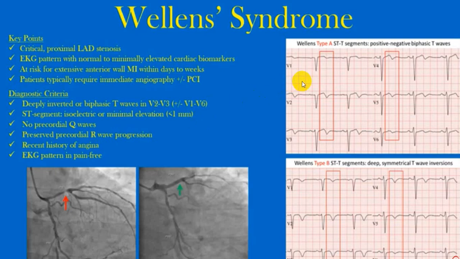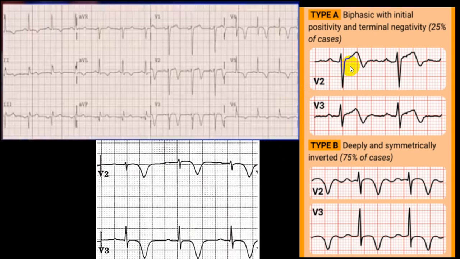So Wellens sign: if you get a biphasic T wave, it is more in favor of type 1 or type A, and if you get a deep symmetrical T wave inversion, it is type B or type 2. Again, biphasic T wave with ST segment elevation, type A in V2, V3, is approximately 25% of the cases, while in 75% of the time it will be deep symmetrical T wave inversion. This is type B, and this will be biphasic T wave. This deep symmetrical T wave inversion will be going in favor of type B.